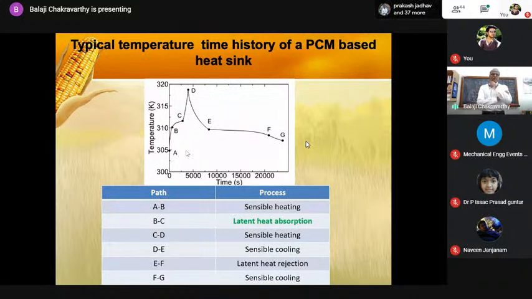D is the maximum temperature, and from D, the power is switched off. D to E is sensible cooling. E to F again is the latent heat rejection, and FG is the sensible cooling. This is a typical temperature time history consisting of both the charging and discharging cycle. This can also represent the life cycle of one full cycle of an electronic equipment or whatever, right? So charging plus discharging. Heat is added, and it is also stopped and it is cooled.